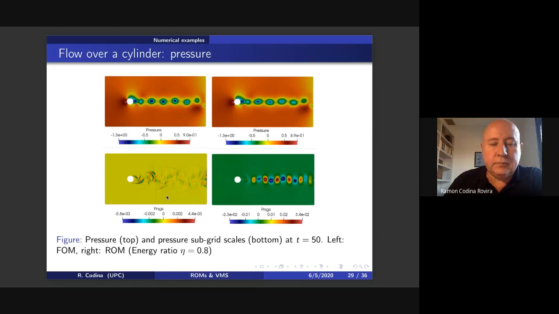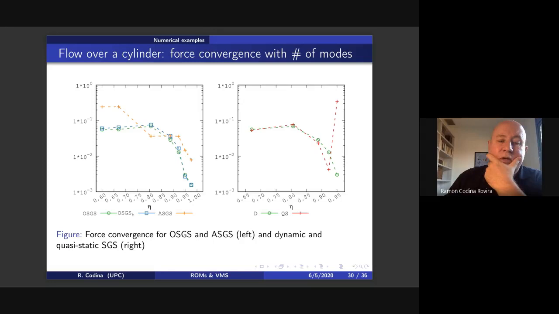What about convergence? Again, convergence here is measured in terms of the energy that you keep. The energy is the sum of the eigenvalues that you take divided by the sum of the total number of eigenvalues. So one would be the full order model. But for example, 0.8, which were the results shown before, corresponds to only a few. I don't remember if it was 10 or 15 degrees of freedom.